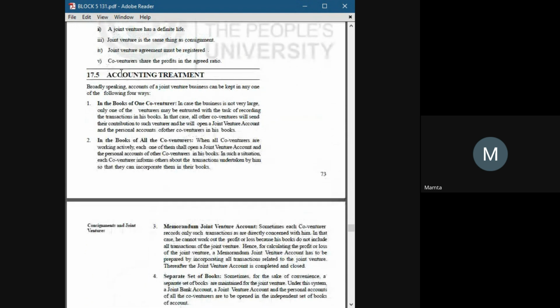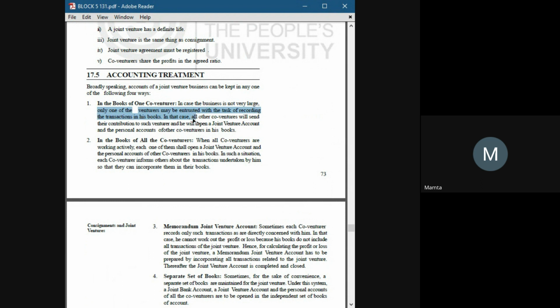Now, accounting treatment for the same. In the books of one co-venturer or in the books of all co-venturers. In case the business is not very large, only one of the venturers may be entrusted with the task of recording the transactions in his books.